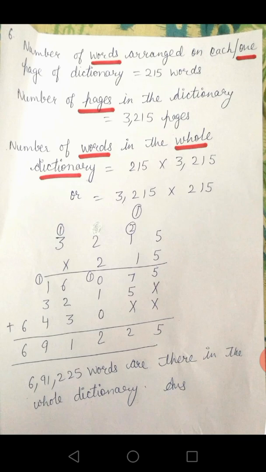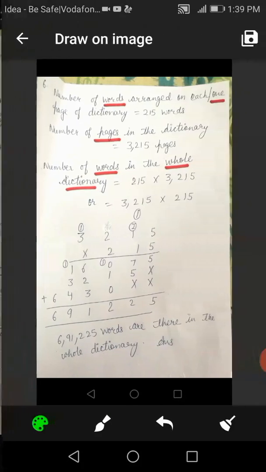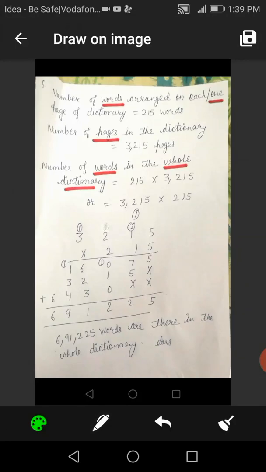One page of the dictionary contains 215 words. So how many words will 3,215 pages contain? So multiply, making here concept of using one to many. So 215 multiplied by 3,215. So bigger number write first, then smaller. So arrange these numbers in the columns. So 3,215 write first, then write 215 and multiply.